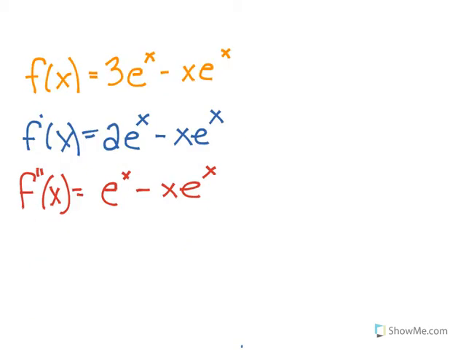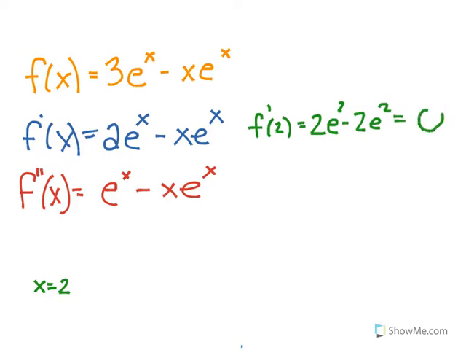Okay, so when using the second derivative test, all you do is take the derivatives. They can be easier, they can be harder, and then we're just going to check. They want me to see if the value of x equals 2 is a max or a min. So I'm going to put 2 into f prime. And I get f prime of 2 equals 2e^2 minus 2e^2. And guess what that would be equal to? That would be 0. So I've met the initial condition for the second derivative test.